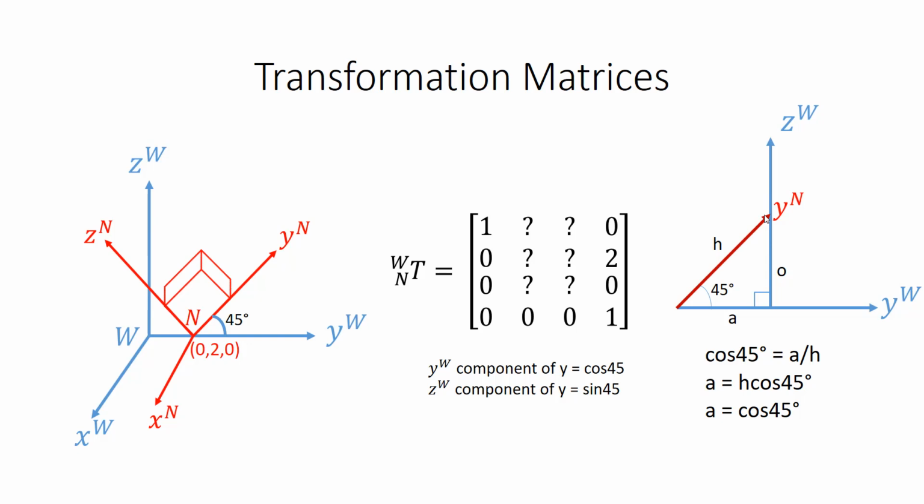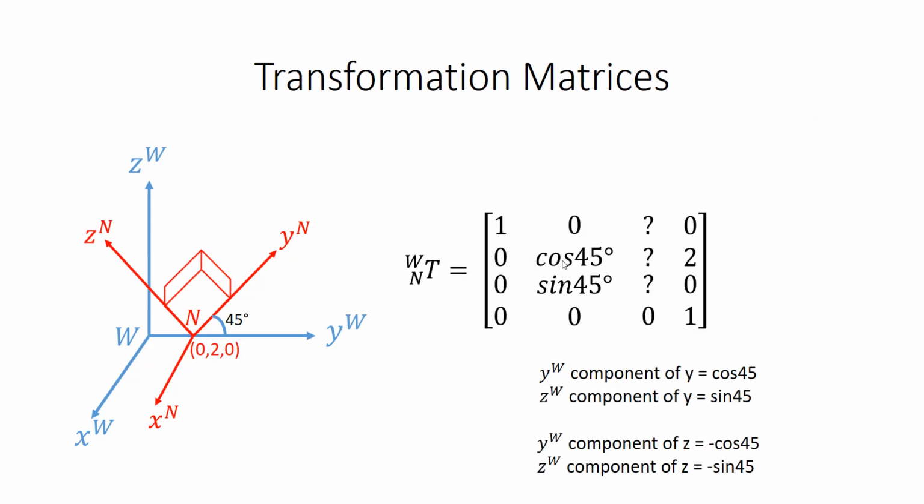So now that we know that they form a right angle, how do we find the amount that's pointing in the y of w direction? Well, we just need to solve for a. And in order to solve for a, we can take cosine 45 degrees, which we know is going to be equal to adjacent over hypotenuse, and then solve for a, and we get cosine of 45 degrees.